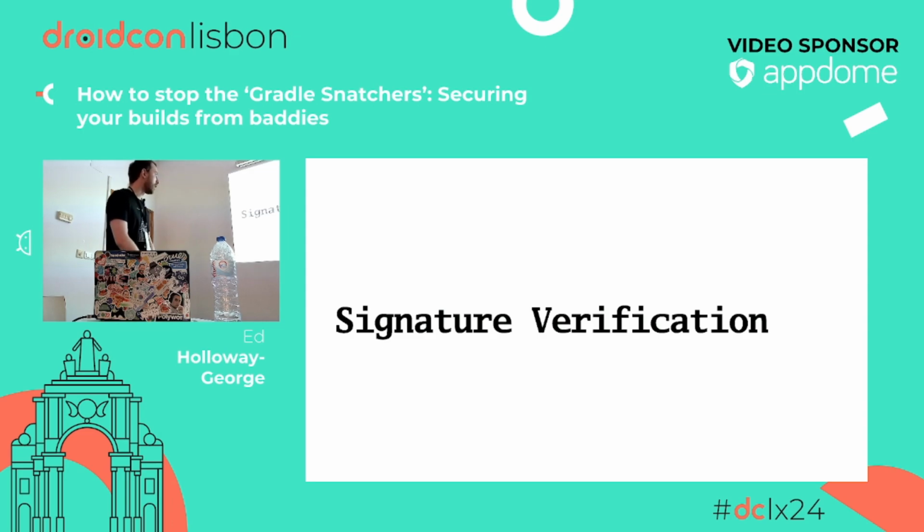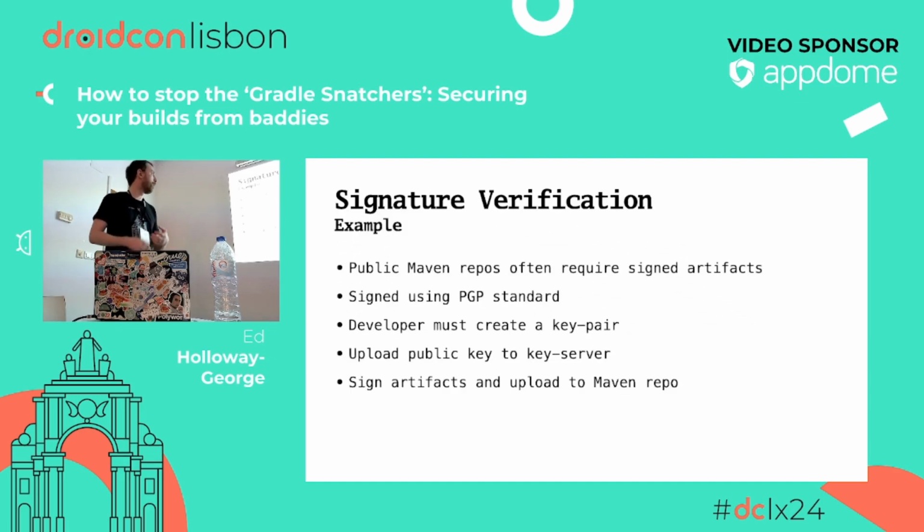So the next thing I mentioned was signature verification. When we upload dependencies, we are often uploading them to public Maven repos, the most common one, I guess, being Maven Central, and they often require signed artifacts. The artifacts are signed using something called the Pretty Good Privacy standard, PGP, and developers must create a cryptographic key pair to sign their artifacts to essentially assure that they have been created by the person they've said they've been created by. The private keys are kept on the user's side who's created the dependency, but the public keys are published to a public key server.